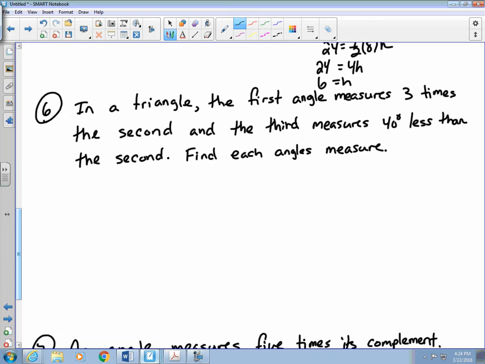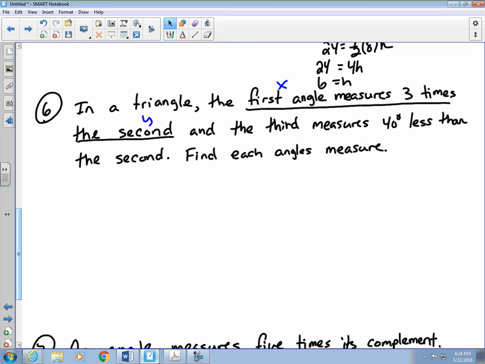Now, this one, the first angle measures 3 times the second, so I'll stop there. First angle measures 3 times the second. So with this, I encourage you to label. All right, so we have 2 angles. The first angle we'll label X, the second angle we'll label Y, and then we have a third, and it's going to measure 40 degrees less than the second. So continue on, we have a Z now, and then the second is Y.